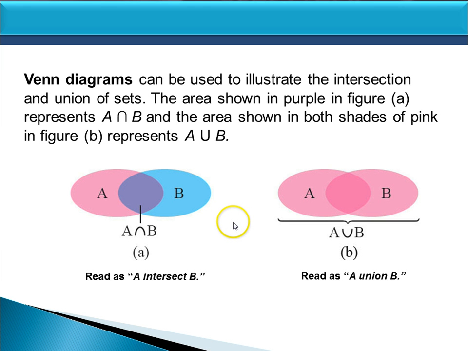Sometimes we use Venn diagrams to illustrate what the intersection and union of sets look like. If you look at the area in purple in figure A here on the left, the purple area, the overlap, represents the intersection of A and B. And if you look at the figure on the right, figure B, the area shown in both shades of pink, so all of A and all of B together, including what's considered the overlap, all of that pink area together would be considered the union of A and B.